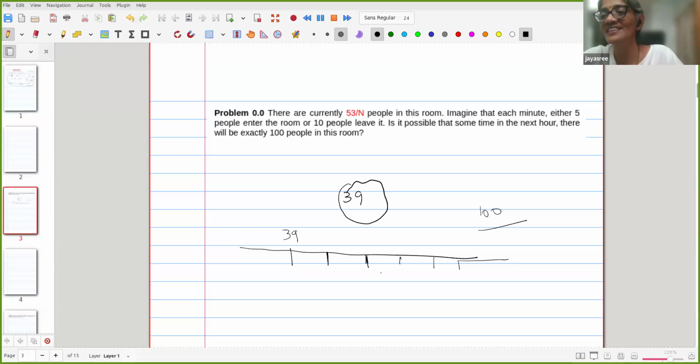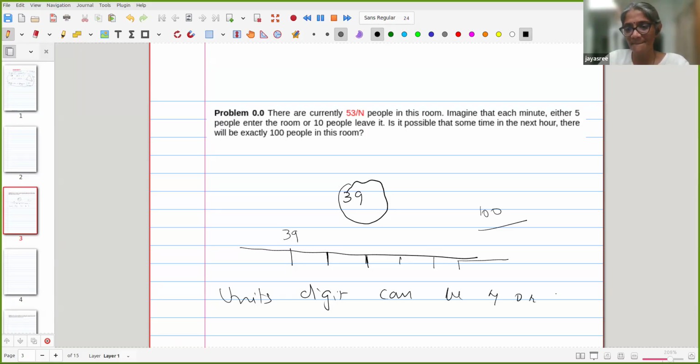I have called Adrit. Ma'am, we cannot have exactly 100 people in the room after 1 hour because either 5 people enter the room, ma'am. So when they enter, the unit digit can become 4, or if it's already 4, it can become 9. And if 10 people exit also, it can be the same, 9 or 4. But in 100, we have 0 as the unit digit. So we cannot get exactly 100 people in the room after 1 hour. So you're saying that the units digit cannot be anything other than 4 or 9. 4 or 9. Okay.